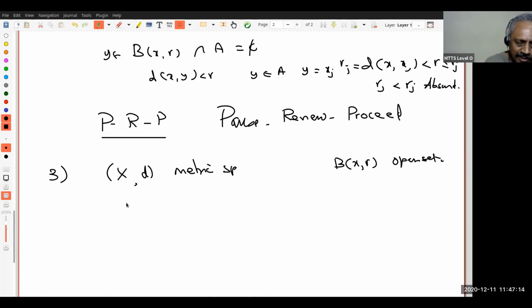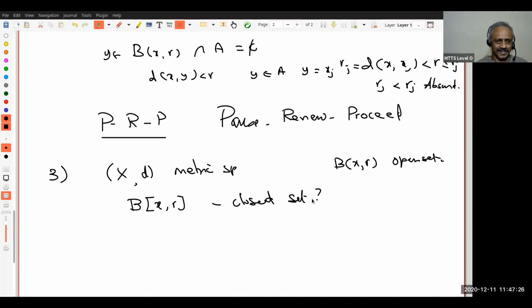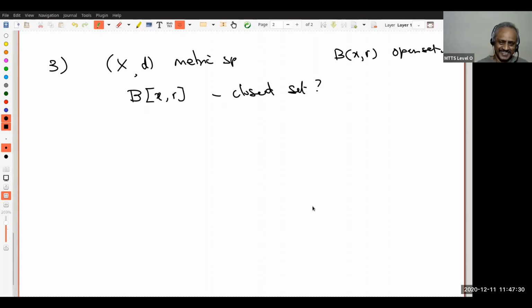Now you may wonder, what is the next question you would like to ask? Sure, I know all of you can say that. Is a closed ball a closed set? It's a very natural question, right? If an open ball is an open set, I want to know whether a closed ball is a closed set. Well, it's true actually, but we do not know that yet, so I am going to prove it.